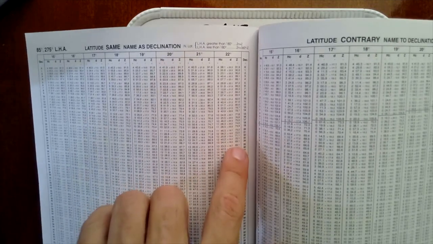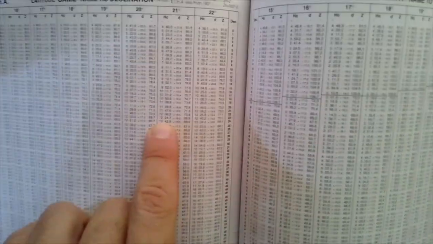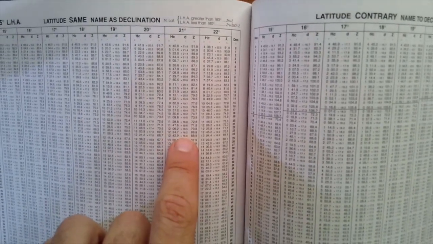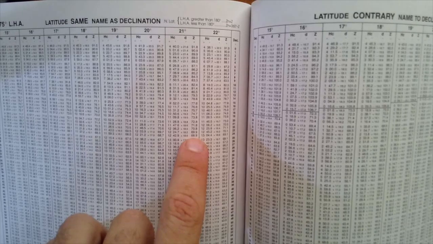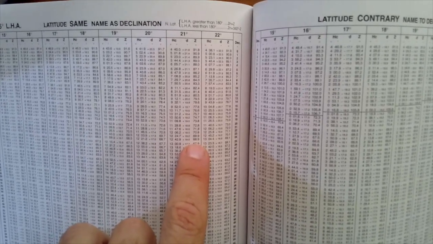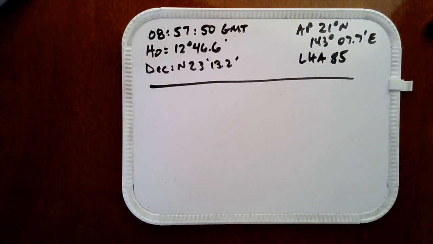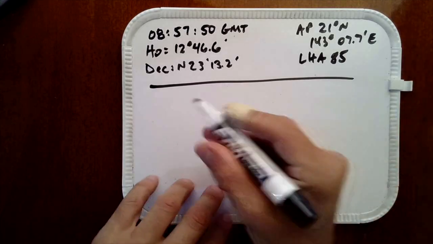Declination 23. So we're going to pull out values of HC, D, and Z. We'll also note the next sequential Z, just for our correction process if we choose to do it, 68.9. You can note all that down.